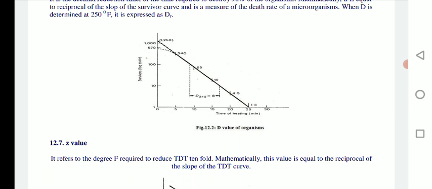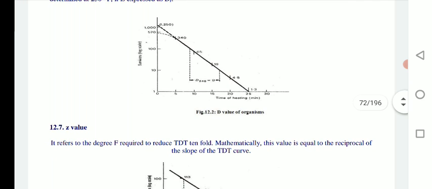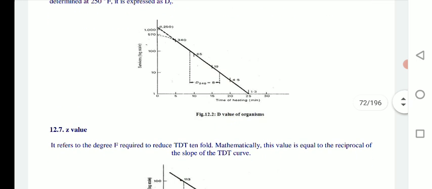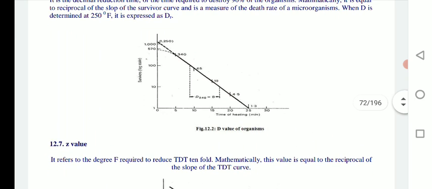So here on the x-axis you can see different time intervals of heating: 5 minutes, 10 minutes, 15 minutes, 20 minutes, 25 minutes and 30 minutes. And on the y-axis you can see the survivors, meaning after heating for longer times, how many microbes survive at last. Obviously very few will survive, and most will be dead. So this is the reciprocal of the survivorship curve, and this D value is best expressed at 250 degrees Fahrenheit.